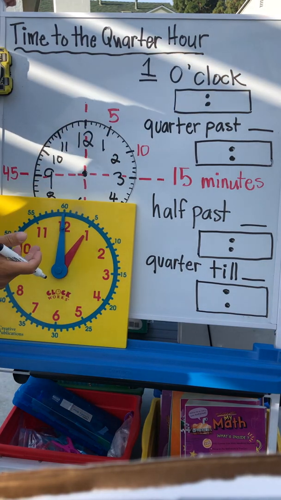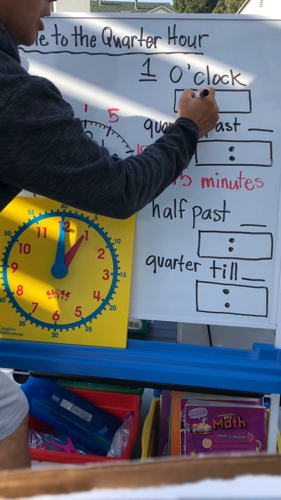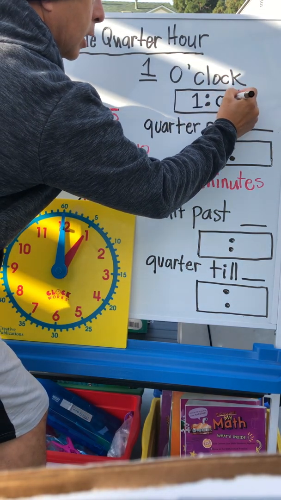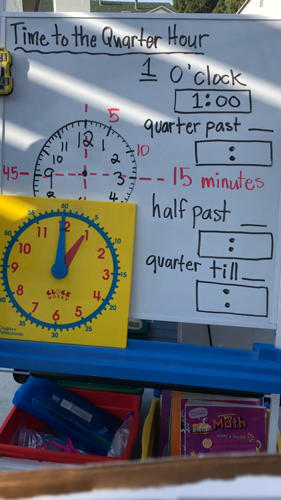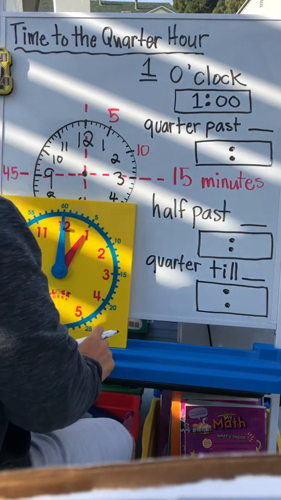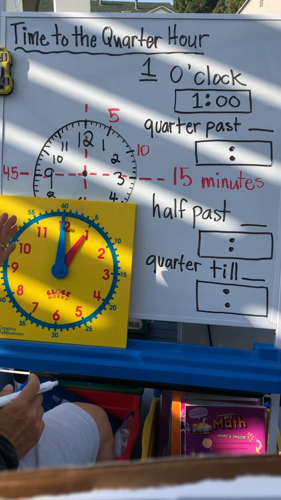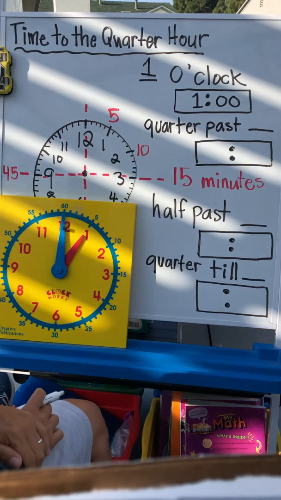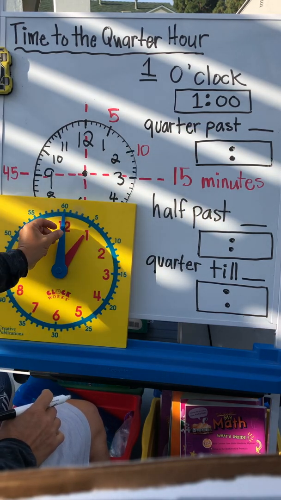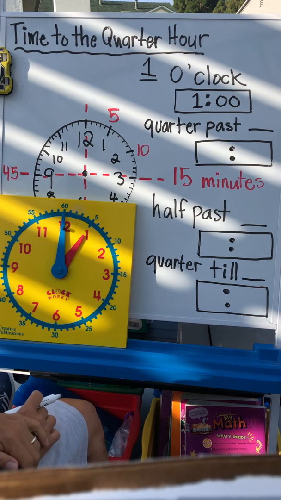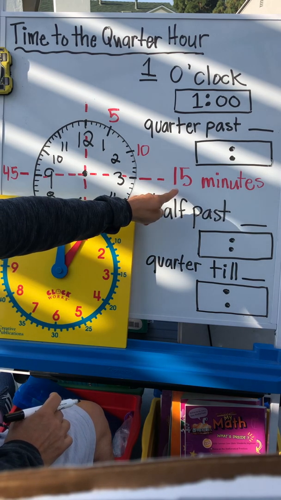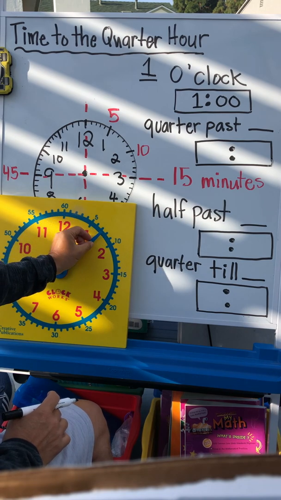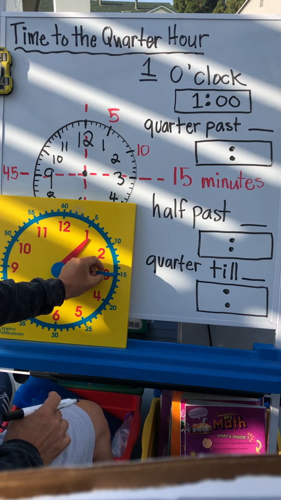But how do we write the time? Well, we write it like this. 1 o'clock. And the 2 zeros means there's no minutes right now. Okay. So let's say now that our clock moves 1/4 past. Okay. So look at our hour hand. It's going to move a quarter. And how many minutes is a quarter? That's right, 15 minutes. So I'm going to move right there to the 15.